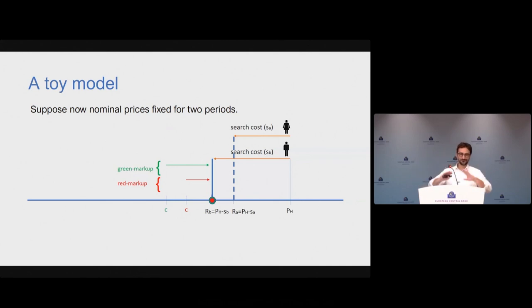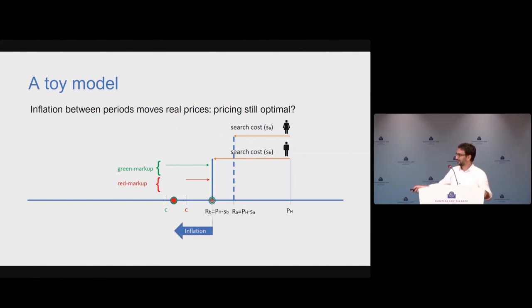Extreme menu cost, infinite menu cost, okay? And there is inflation. So what happens with inflation is that if you fix the price here, then inflation is going to move your real price here, in this region. And this can be good for the green firm, but it's no longer good for the red one, because it deteriorates so much that it goes below the cost, okay?